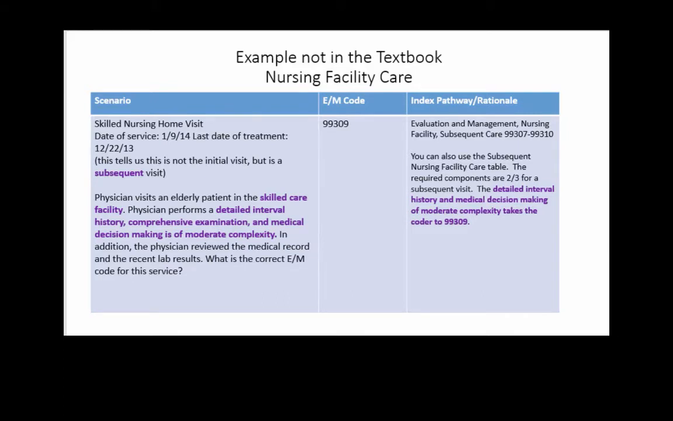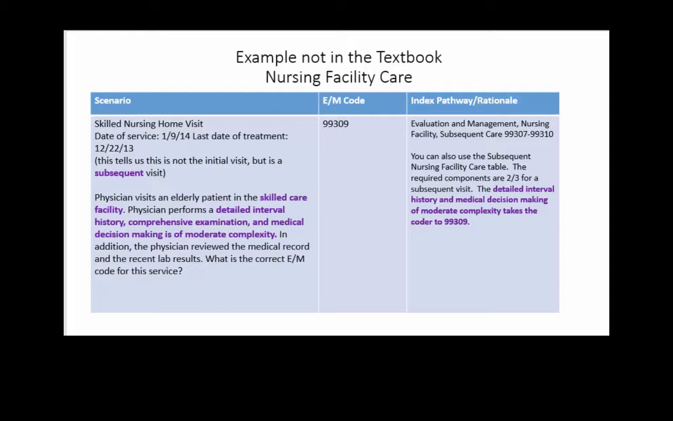Another example not in the textbook is nursing facility care. You notice that we have a skilled nursing home visit. The date of service is 1914, and the last date of treatment was 12/22/13. The fact that their last date of treatment is listed tells us that this is not an initial visit, this is a subsequent visit.